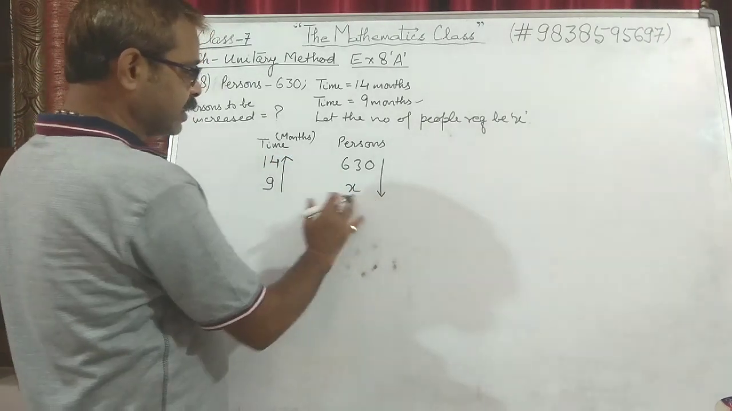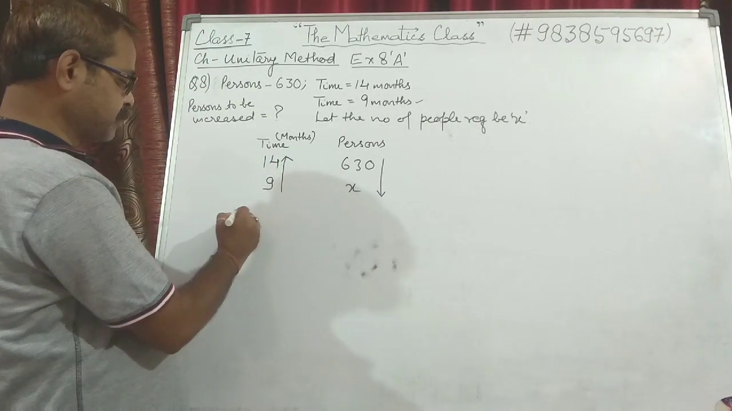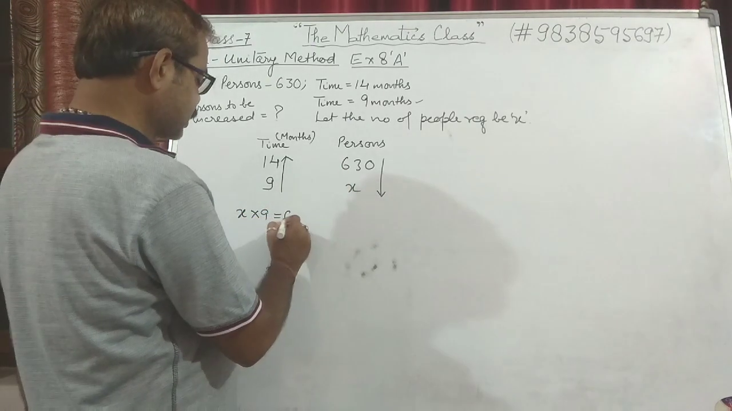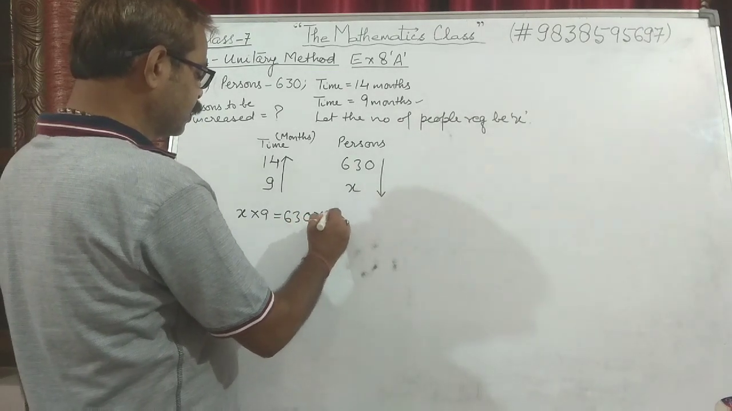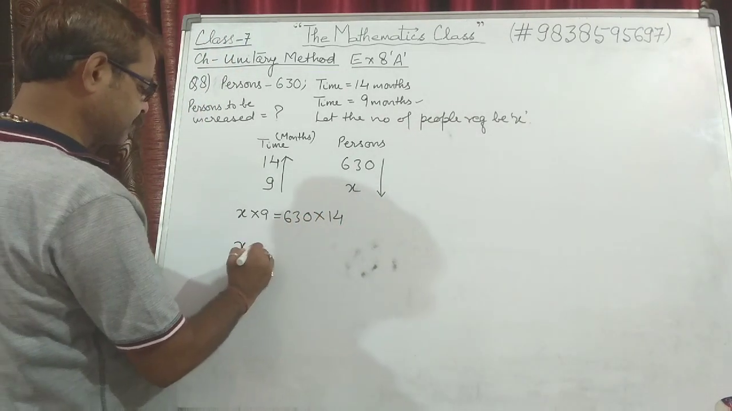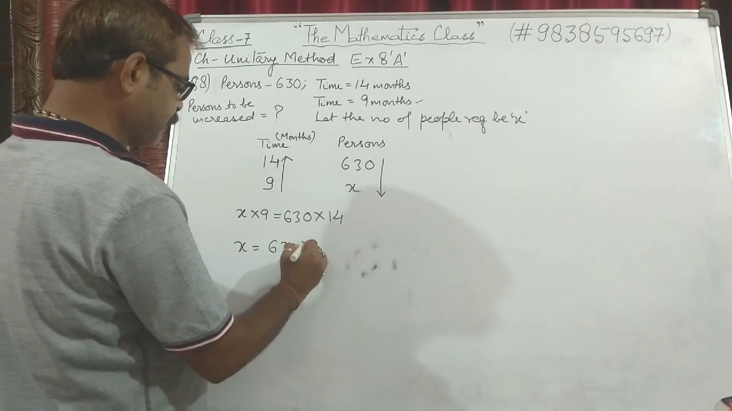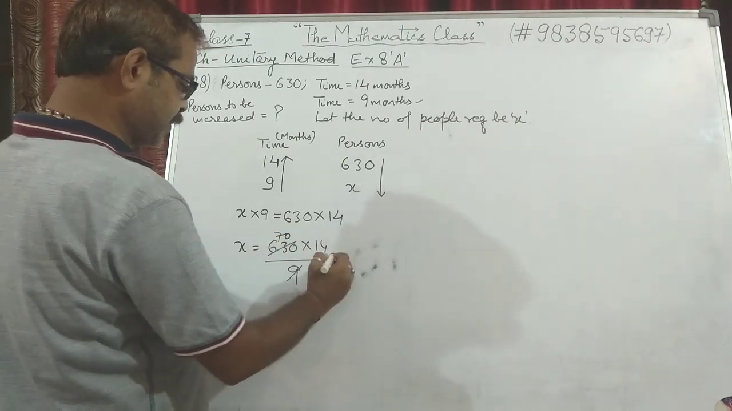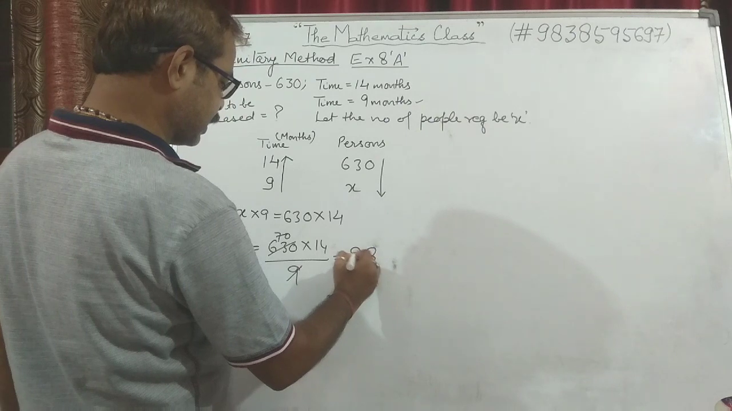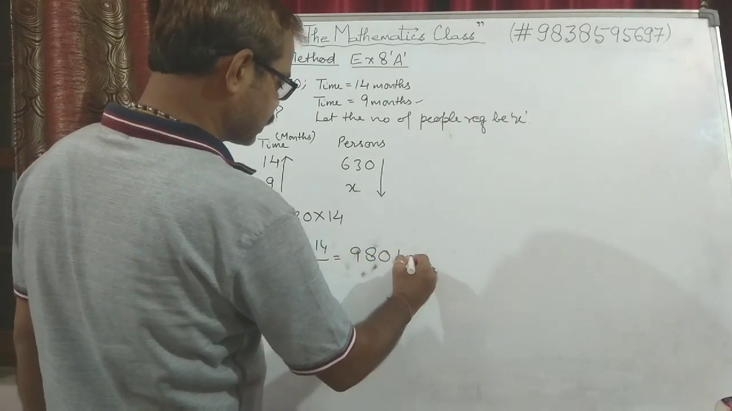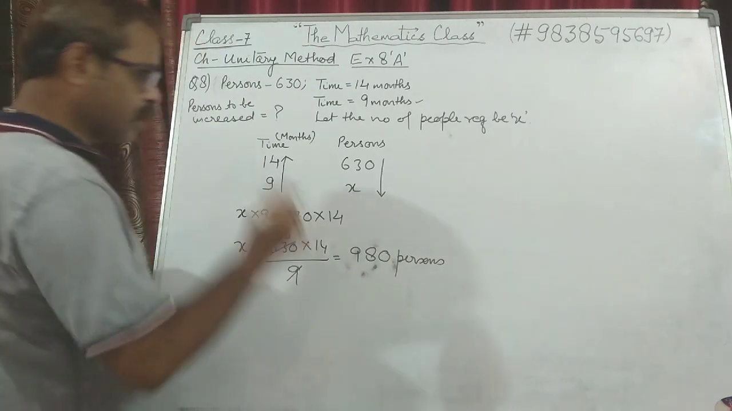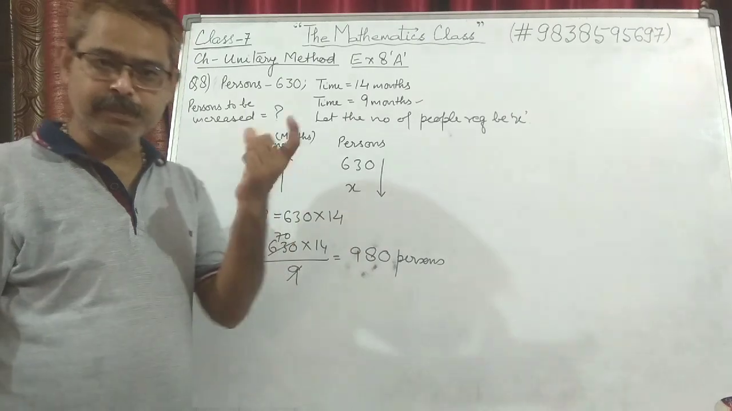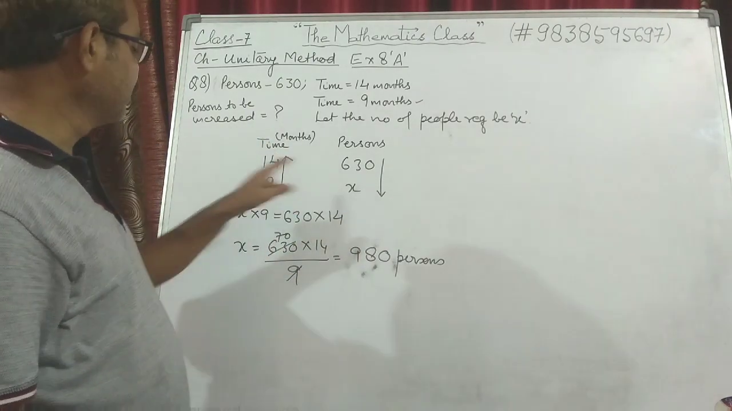Now we know that X into 9 must be equal to 630 into 14. So X will be 630 into 14 upon 9. 9 7s are 63, so 70 into 14; 7 4s are 28, so 98, that is 980 persons are required to complete the job in 9 months. What we got was the number of persons required to complete the job in 9 months.